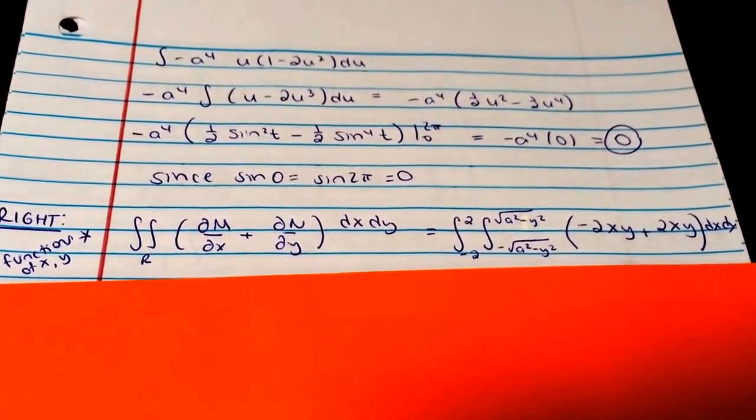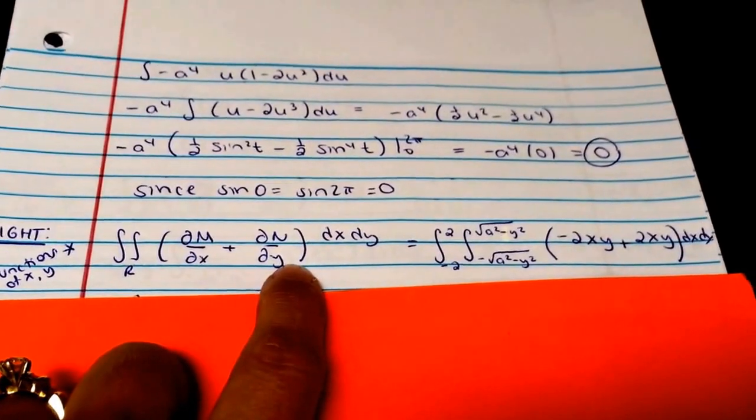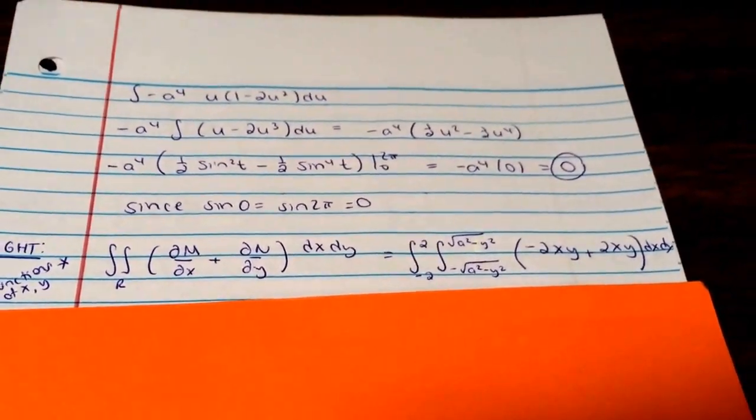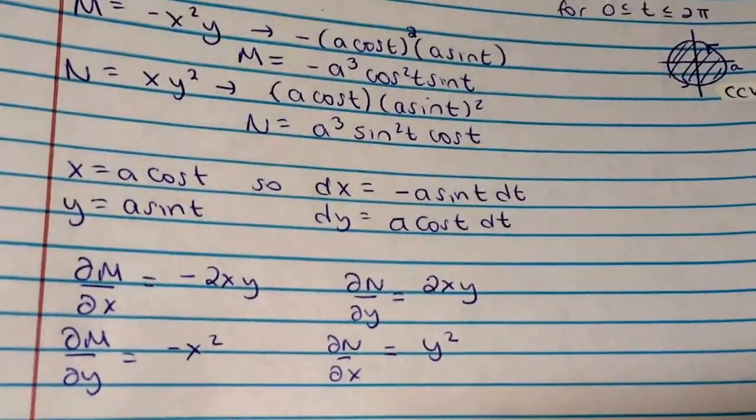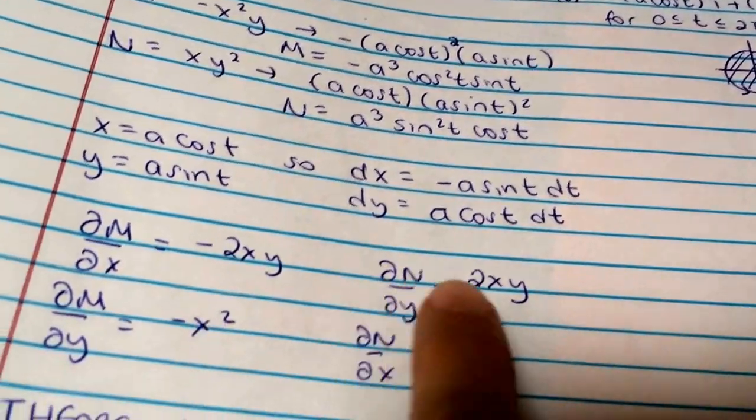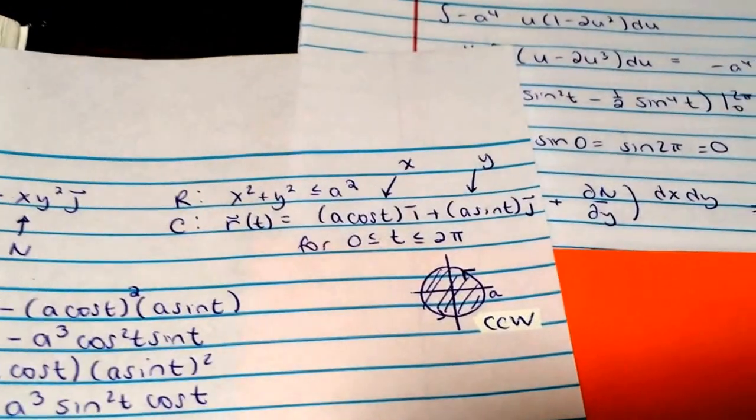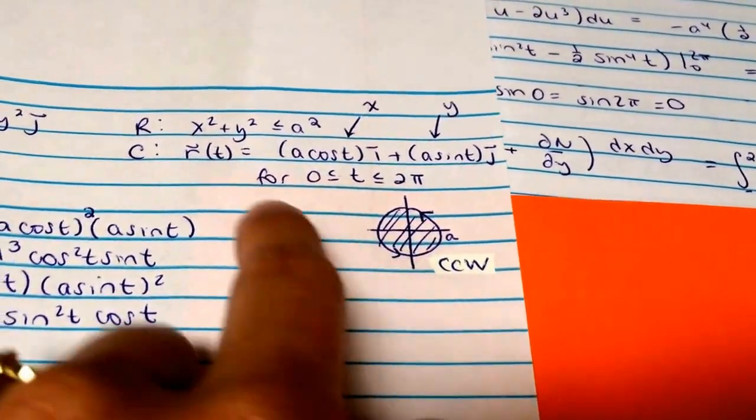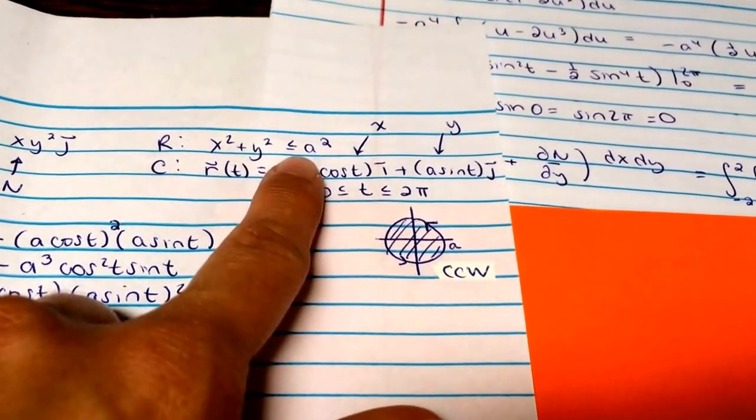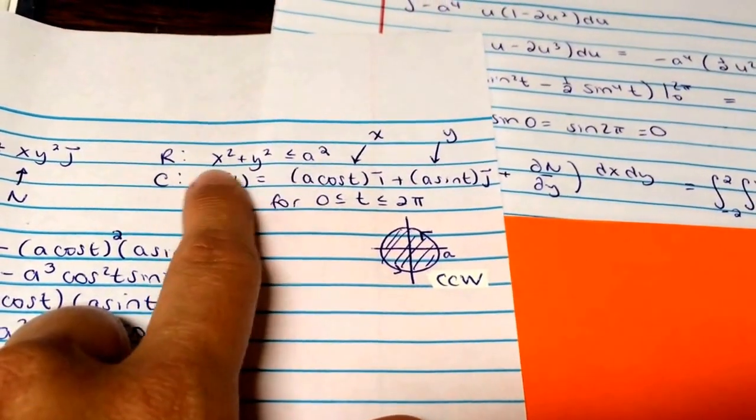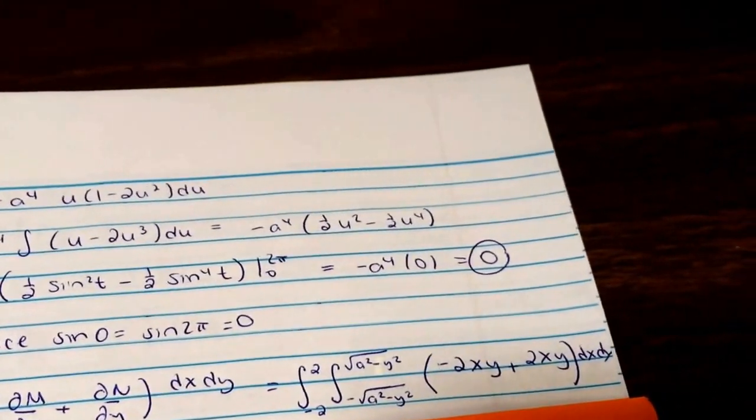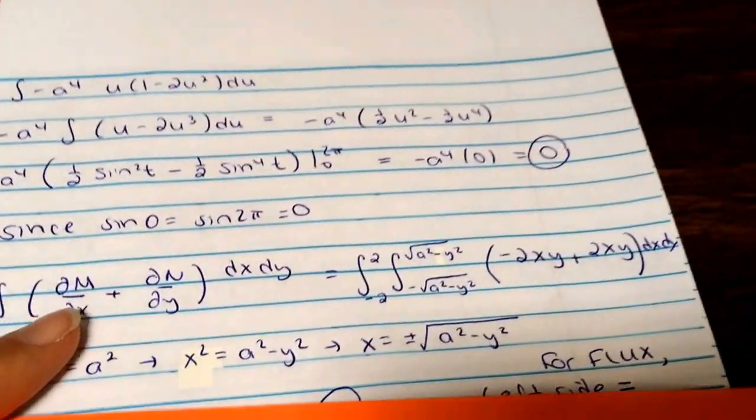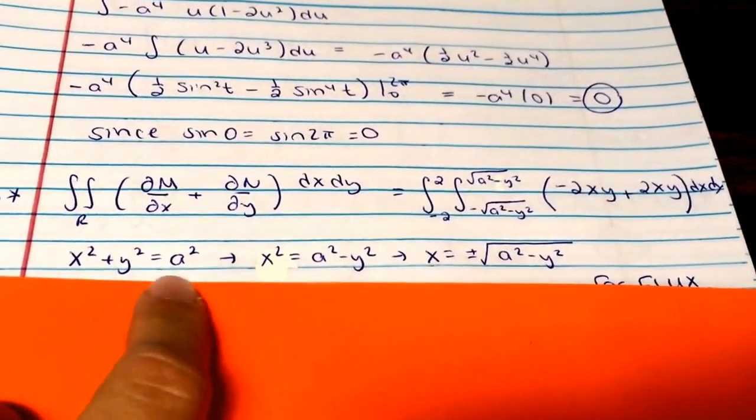Okay, this is the right side. So I already found these on the previous page. Hold on, time out. I'll show them to you. Here we go. They are here and here. And then for my bounds, this is my circle. And so it was x squared plus y squared equals a squared. So if you take x squared plus y squared equals a squared, and you solve it, oh, I showed the work right here, good.